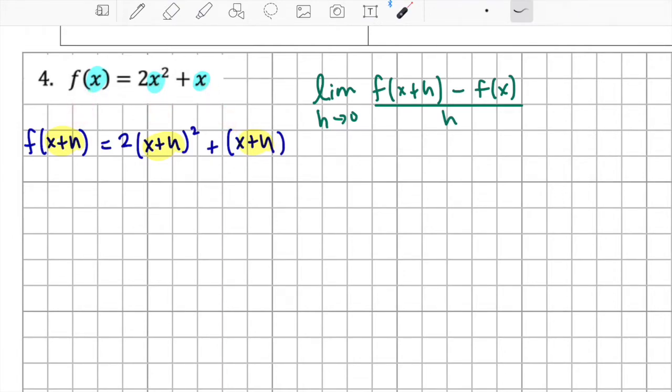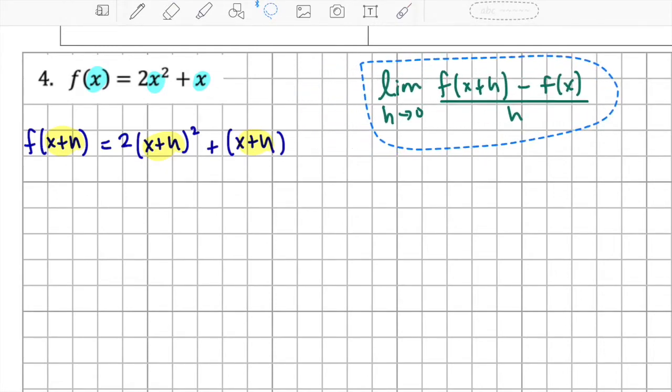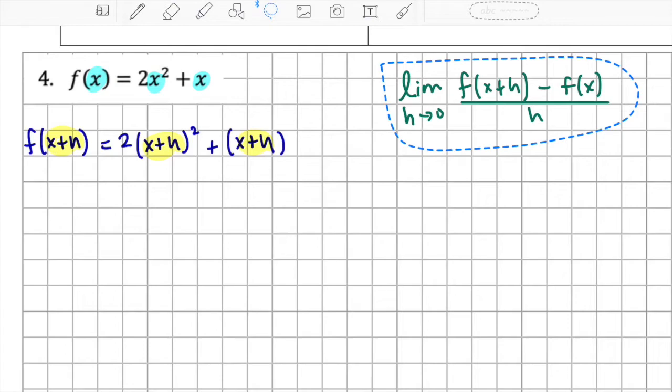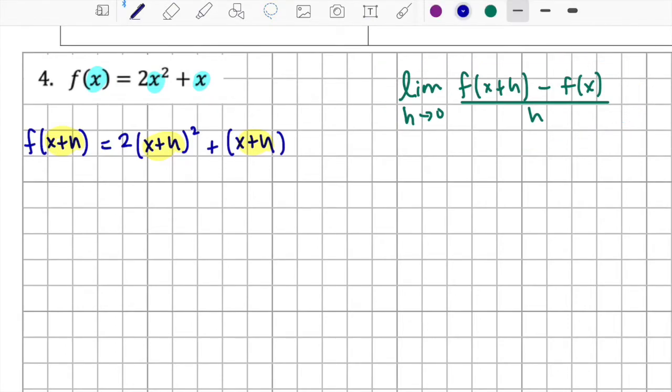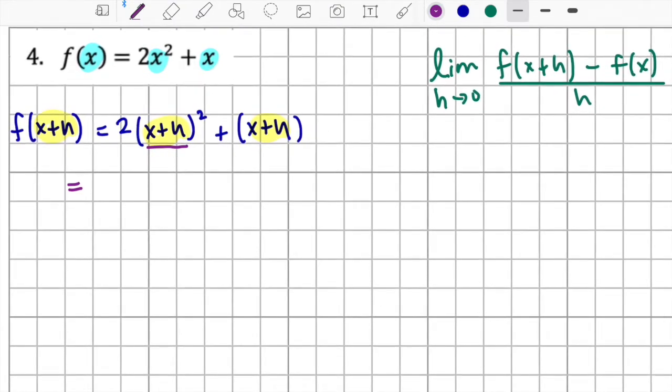Okay? So now, let's simplify things. Here, let me move this around. Let's use the lasso, right? Isa, you like the lasso.